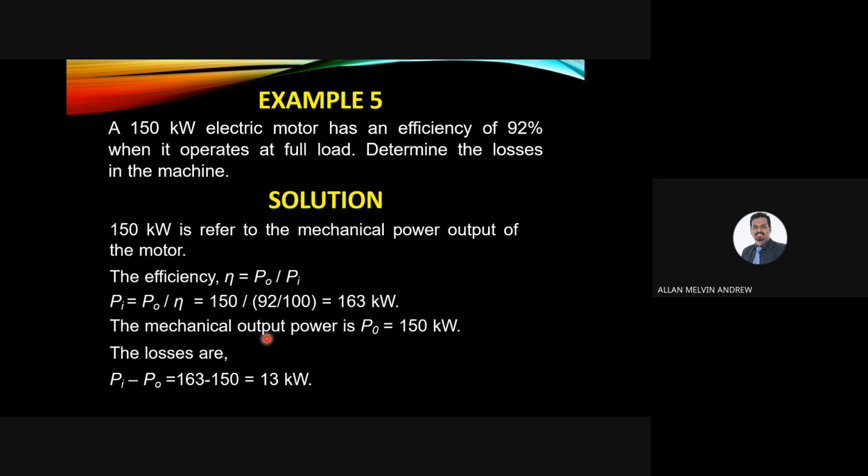The mechanical output power P0 of 150 is given. So the loss is Pi minus P0, the highest number minus the lowest number. So 163 minus 150, and we have 13 kilowatt of power loss. So that is how we can calculate.